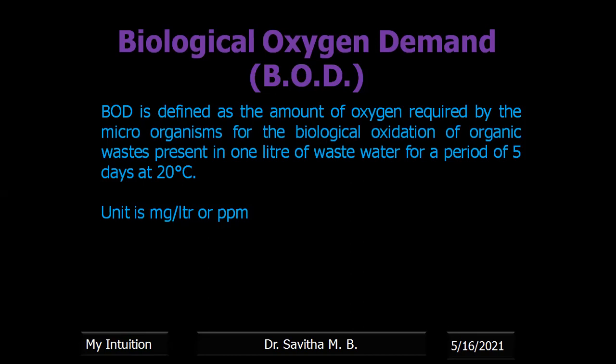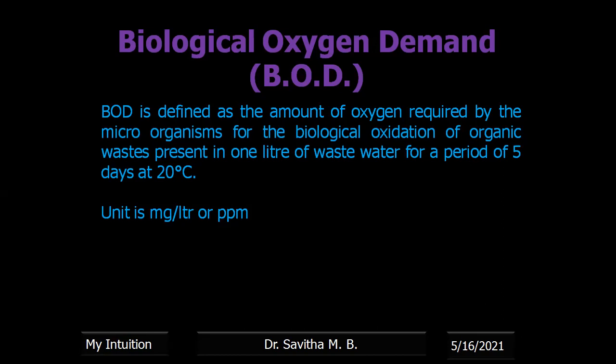Now, in biological oxygen demand, what we do is we add certain microorganisms like bacteria. These bacteria will use the dissolved oxygen present in the water, and also they will take the nutrients, that is the organic matter present in the sewage water. So the microorganisms will consume that organic matter and they grow, they increase their colony, right?